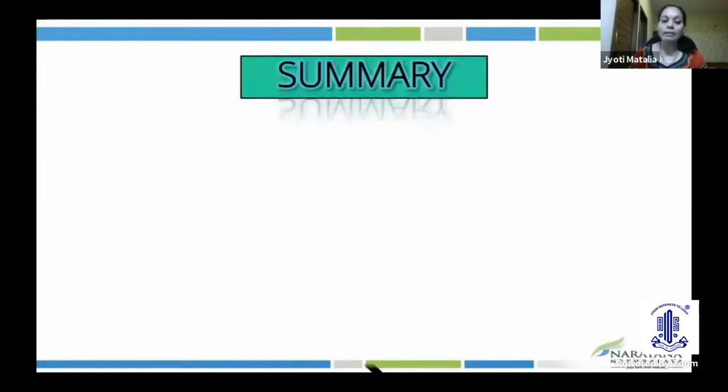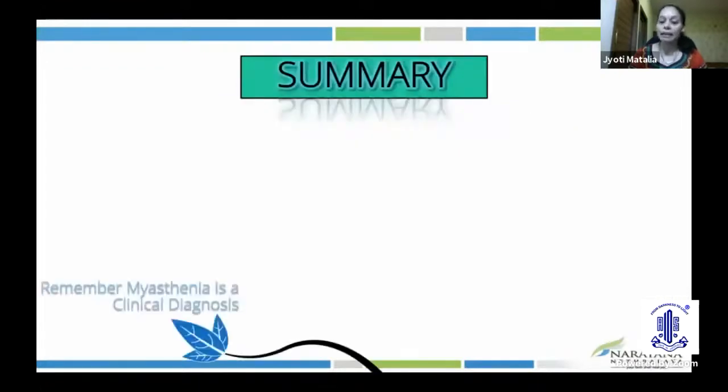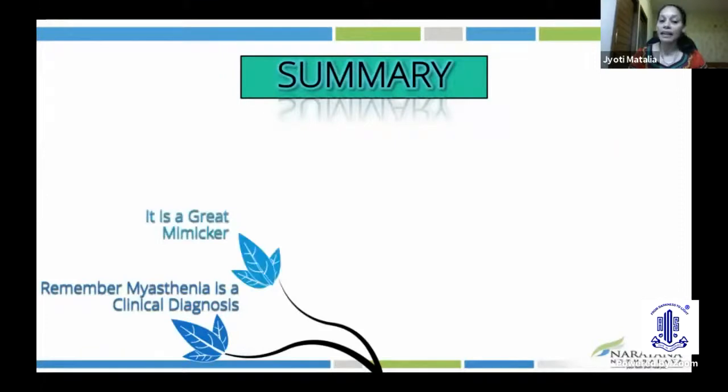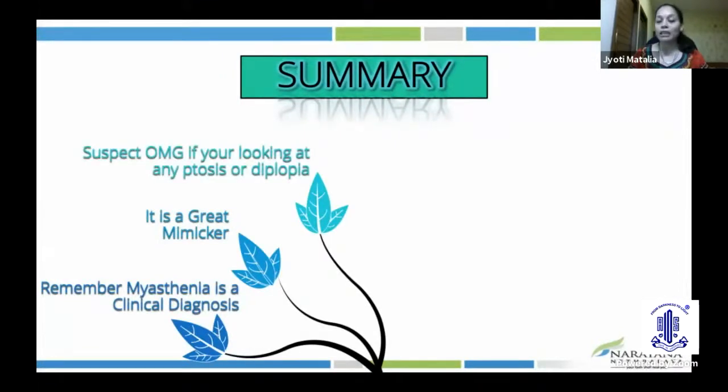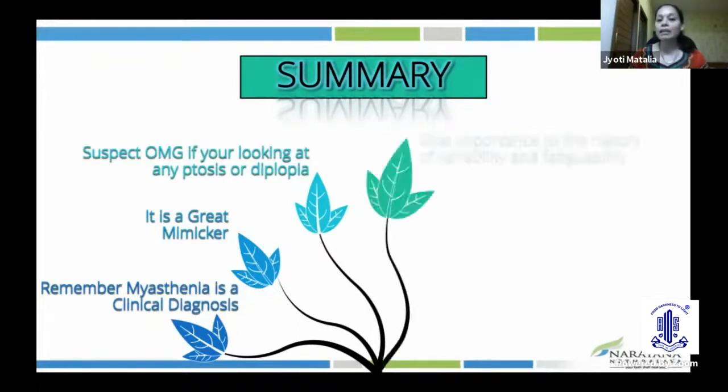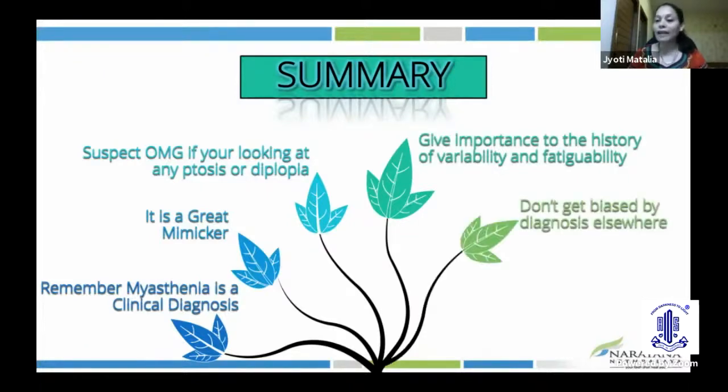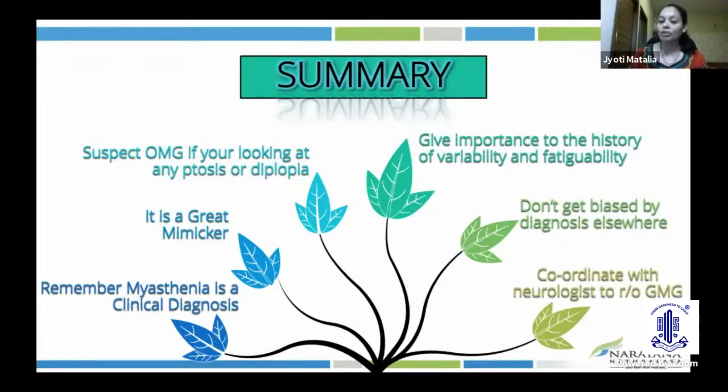Hence, to summarize, remember that myasthenia is a clinical diagnosis. It's a great mimicker. So any patient who has a ptosis or diplopia, especially with normal pupils, suspect OMG always. Remember that importance should be given to the history of variability and fatigability. Don't get biased by a diagnosis elsewhere. Always treat it as a fresh patient and start from scratch with a good history and examination, and always coordinate with the neurologist, because many a time this could not be purely ocular.